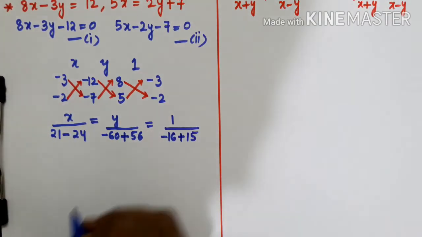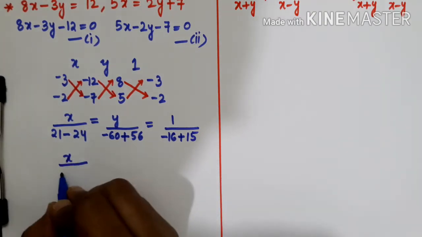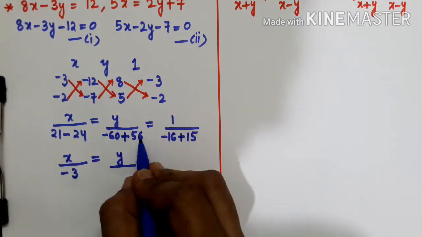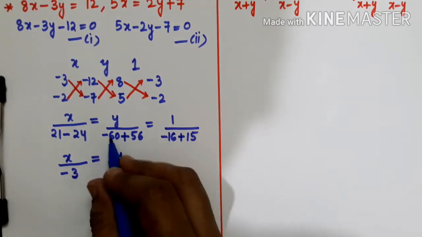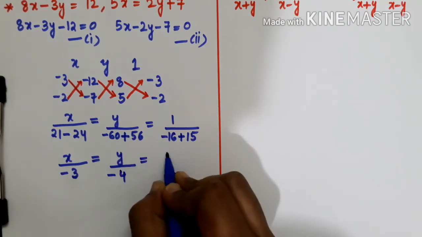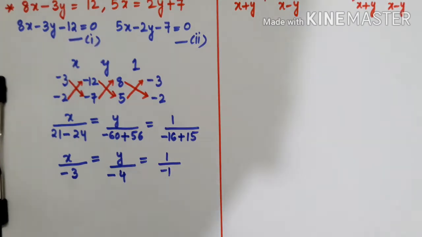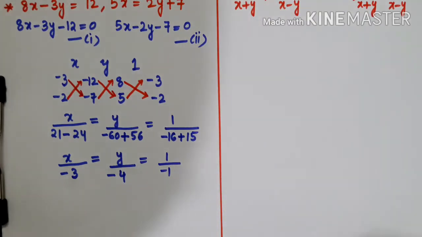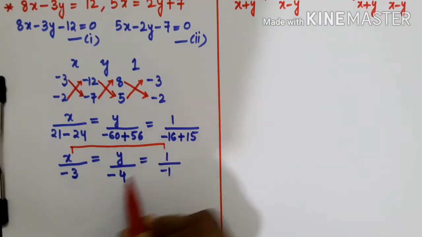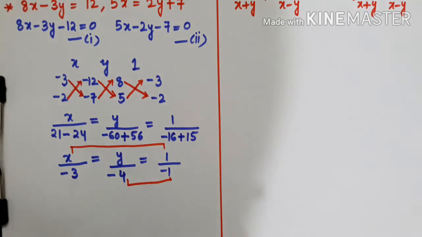15. Got it? So x divided by 21 minus 24, it will be minus 3, equals y divided by minus 60 plus 56, so 60 minus 56, it will be 4, minus 4, then 1 divided by, this is minus 1, minus 16 plus 15 will be minus 1. Got it? So here you should equate this, x equals this constant, then y equals constant.